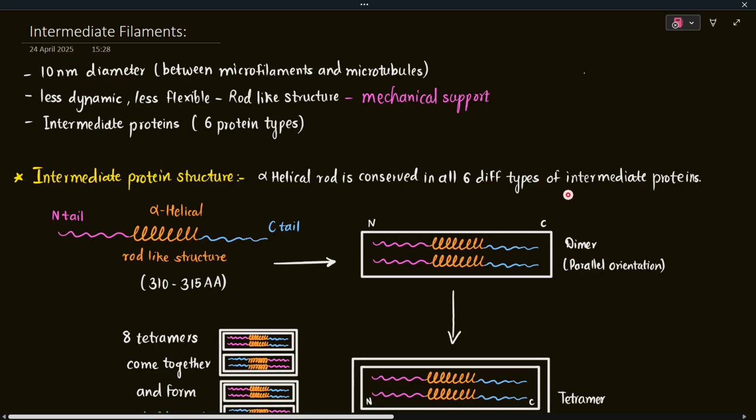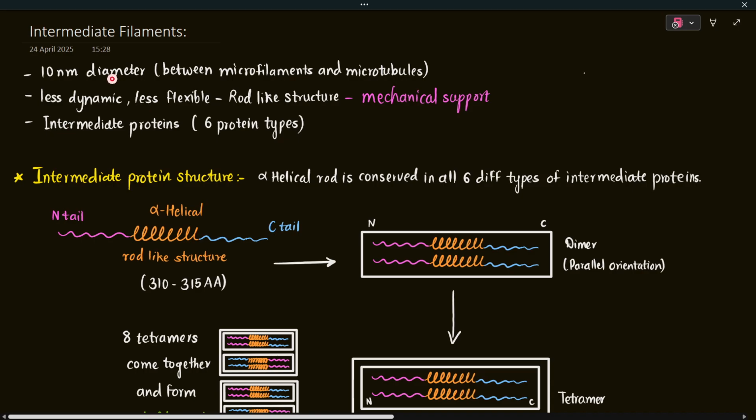As learned in the introductory class, intermediate filaments are made up of intermediate proteins, and this kind of filament is less dynamic, less flexible, and rod-like. Unlike microtubules, which have a hollow, tube-like structure, intermediate filaments are rod-like or rope-like, and that is why they provide mechanical support to the cell.